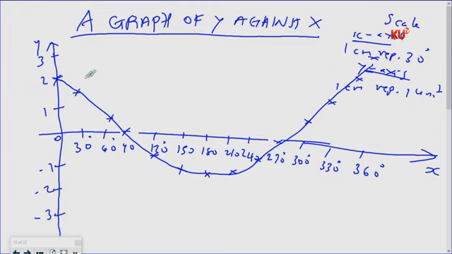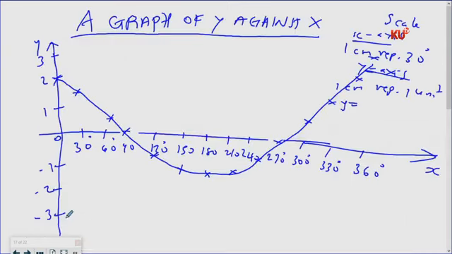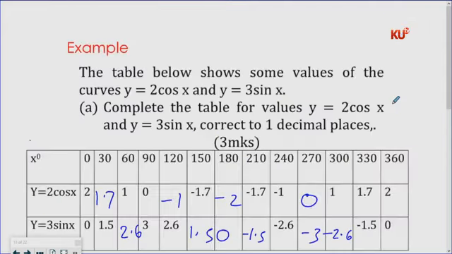Then you label this particular curve. Can you remember this was the first function, y is equal to 2 cos x. You label this as y is equal to 2 cos x. We are done with the first curve. Let's move to the second curve.